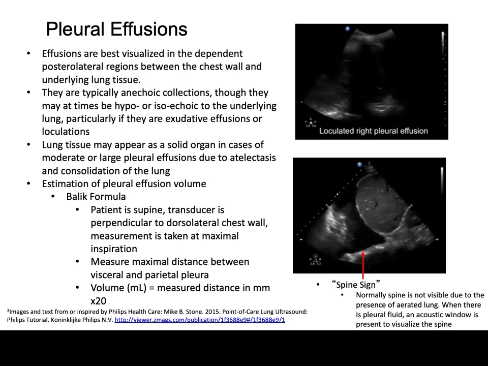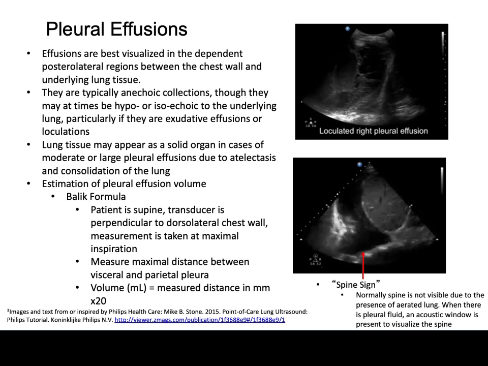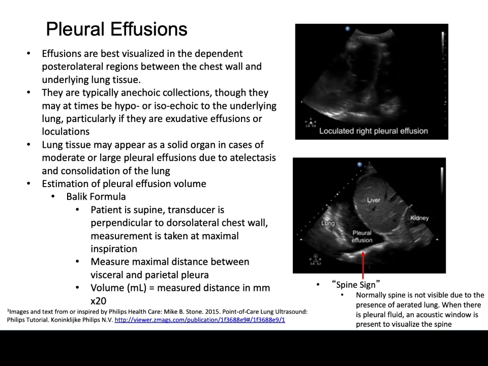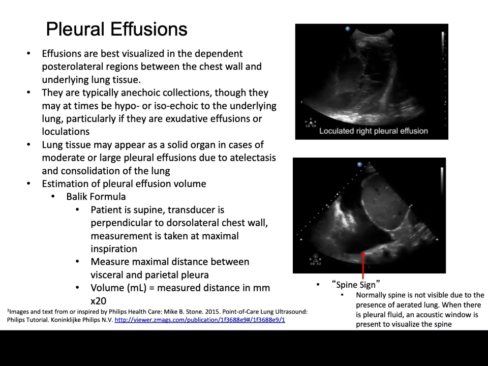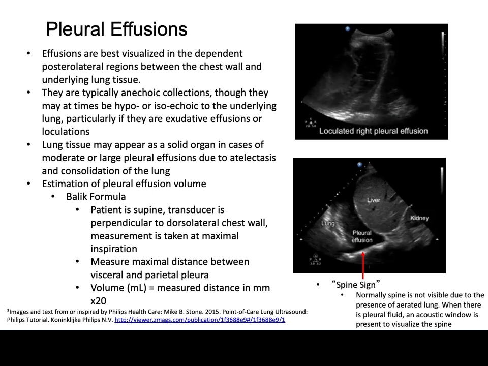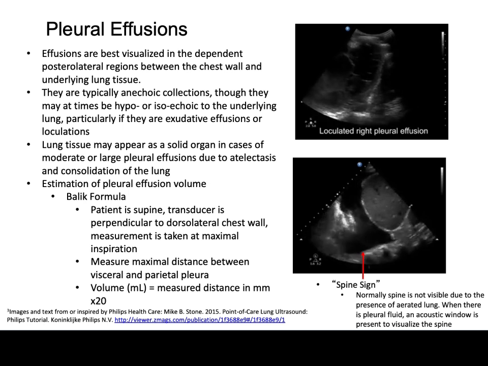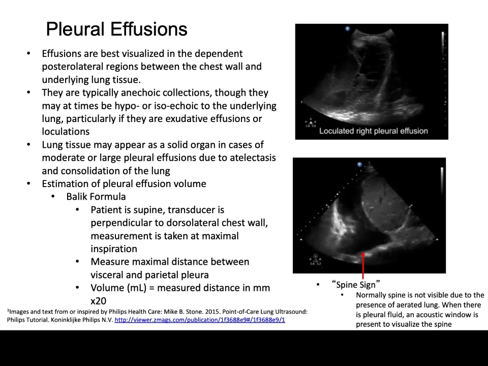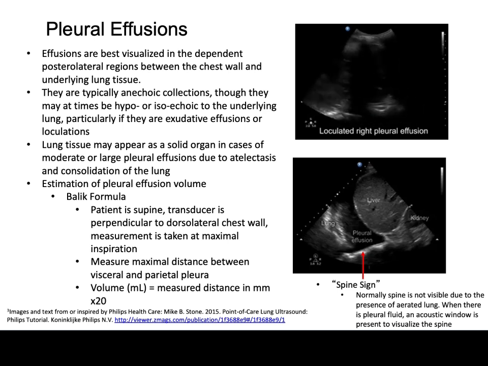You can use the Balik formula to estimate the amount of volume in the pleural effusion. This is measured with a patient supine, and the transducer is perpendicular to the dorsolateral chest wall. The measurement is taken at maximal inspiration. The measurement is made at the maximal distance between the visceral and parietal pleura. The measured distance in millimeters is multiplied by 20 to give the estimated volume in milliliters.